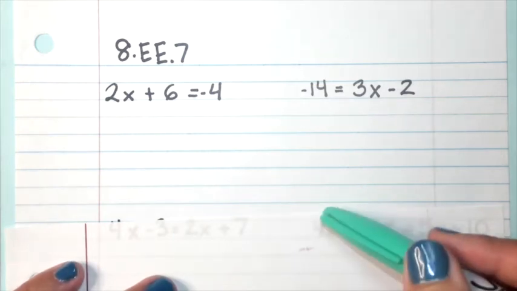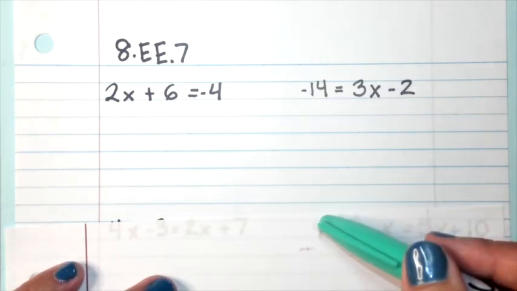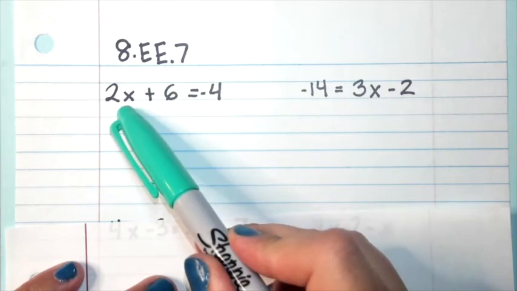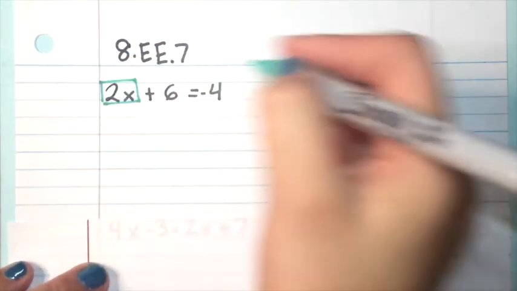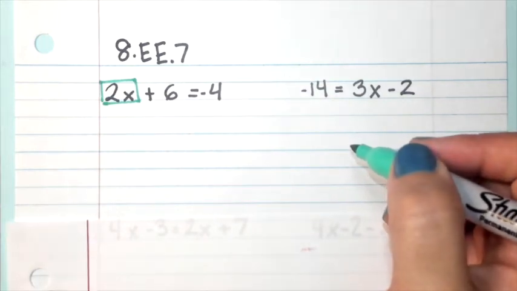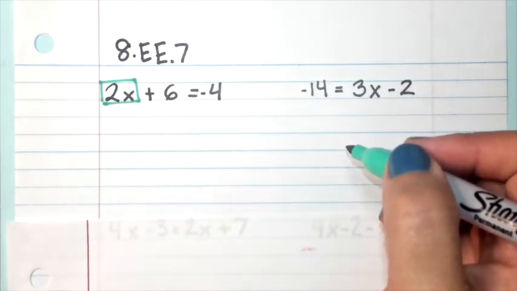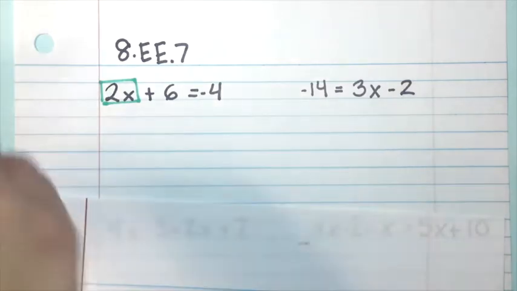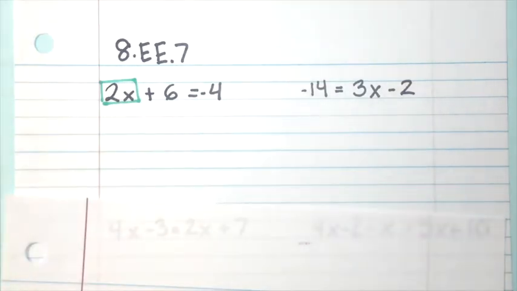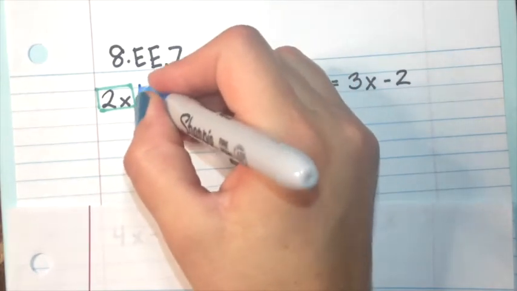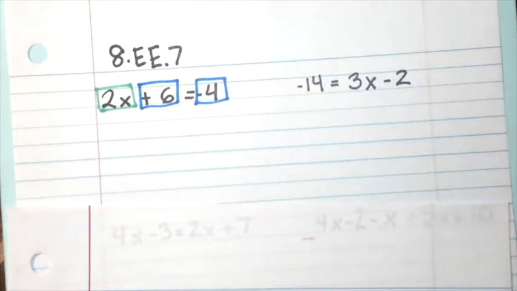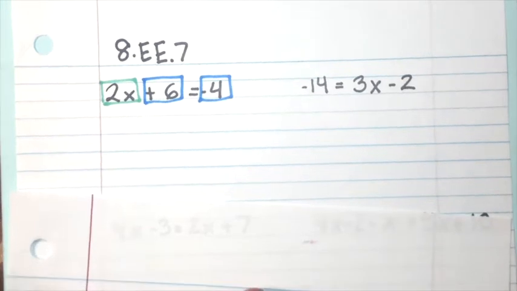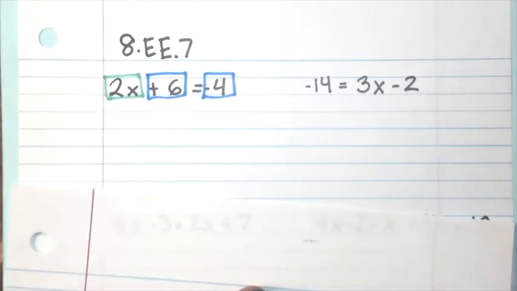So do I have any like terms here? Well, we have 2x here. Do we have any other numbers that are connected to x, to our variable? No. We also have a positive 6 and a negative 4. Those right there are like terms.